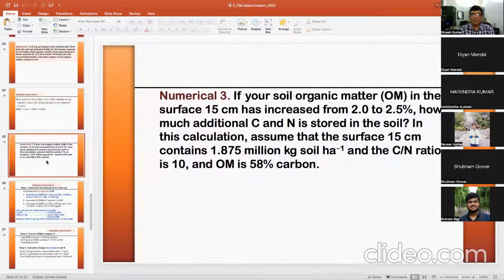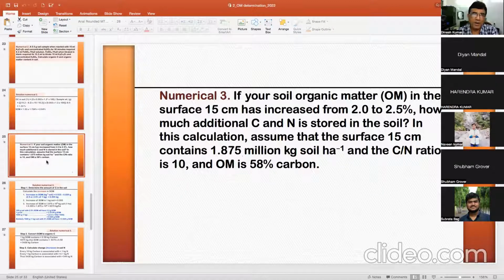In this calculation, assume that the surface 15 centimeter contains 1.875 million kg. Normally we take 2.24 into 10 to the power 6, or you can simply take 2.2 into 10 to the power 6 kg, or 2.2 million kg. Similarly here, 1.875 million kg means 1.875 into 10 to the power 6 kg soil per hectare. And the CN ratio is 10.